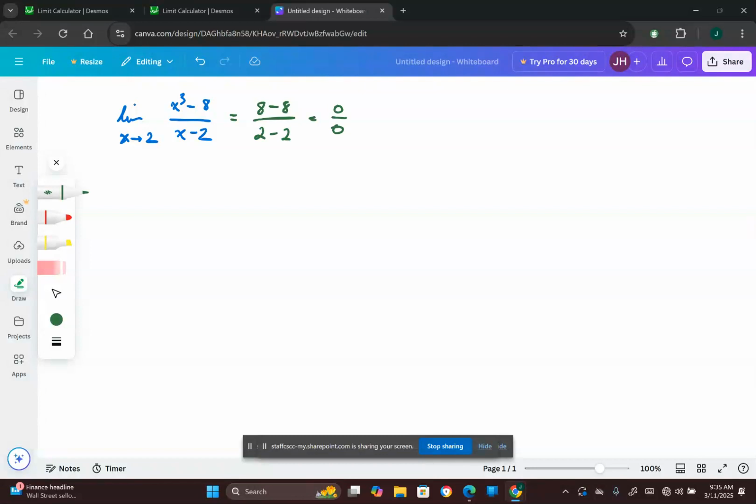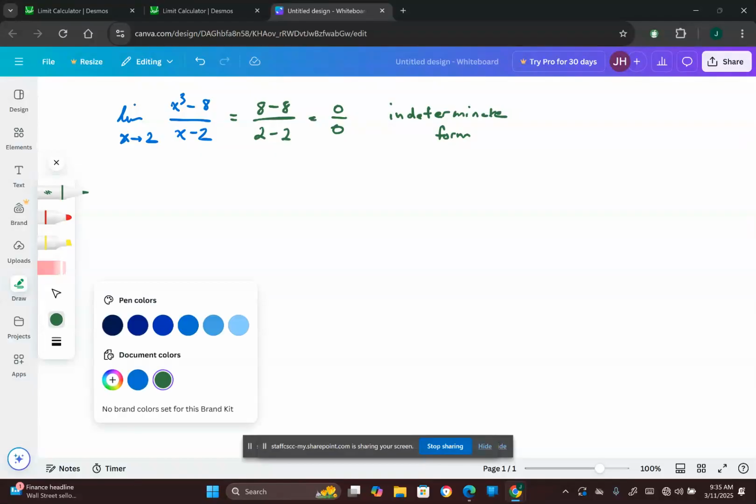Now, that doesn't mean the limit is undefined. That doesn't mean the limit doesn't exist. That means this limit is indeterminate. And indeterminate means we just can't determine the limit the way it's written.